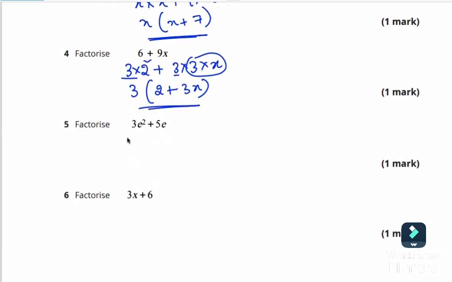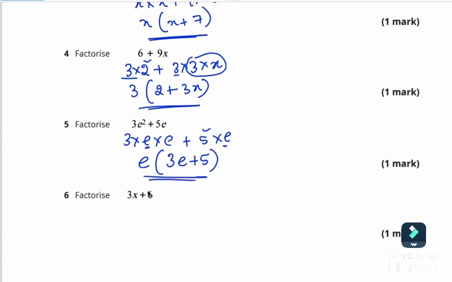Okay. So now we have 3e squared. First of all, write them in a factorized form, which is also known as expanded form. Then take the common. As you can see, e is common on both of the sides. Take the common factor outside the bracket. And here we are left with the 3e and plus here we are left with the 5. Place them inside the bracket.